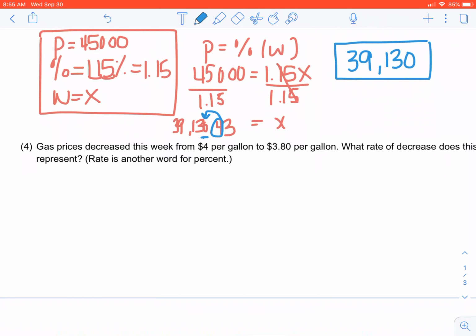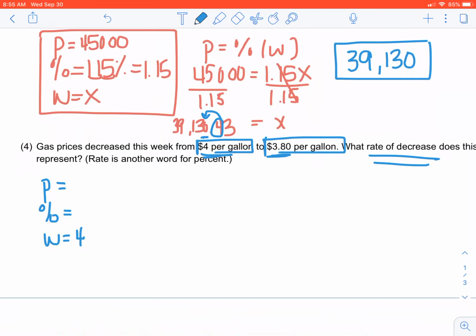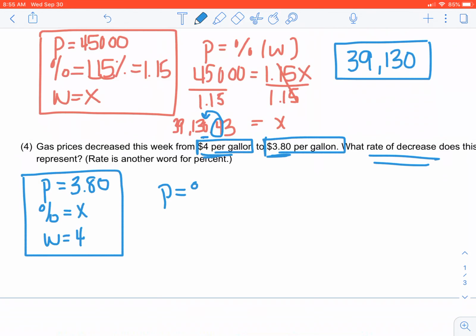All right, number 4, gas prices decreased from 4 to 3.80. What's the rate of decrease? What's the percent of decrease? All right, so we're going to start with part, percent, and whole. So it started at $4 per gallon. That's my original price. And it went to $3.80. So that's my new price. I want to know the percent. So here's my box. So part, percent, and whole. So $3.80 is equal to x times 4.